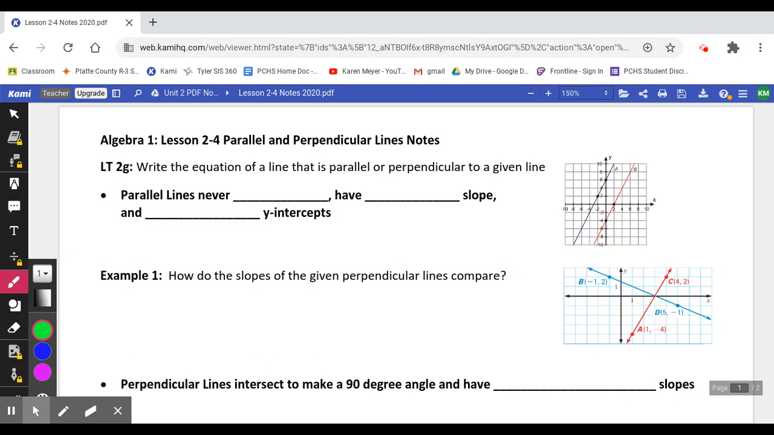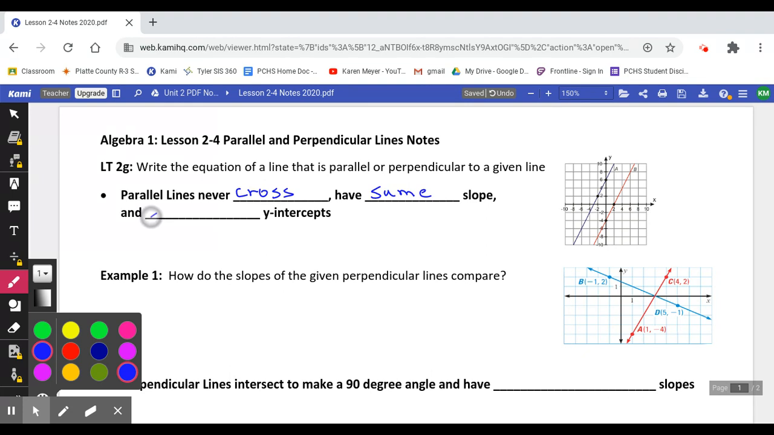If you look, we have a picture off to the side. So you see two lines. When you look at these two lines, you are thinking, oh, well, parallel lines never actually cross each other. So if they don't cross each other, then that means they have to have the same or identical slope. And if you look at the picture, you'll notice that the y-intercepts cannot be the same. They have to be different.